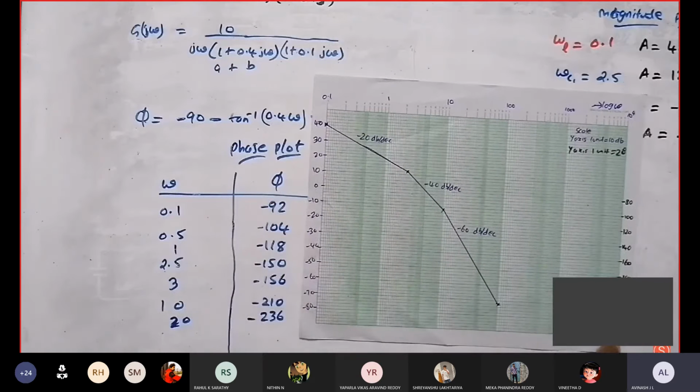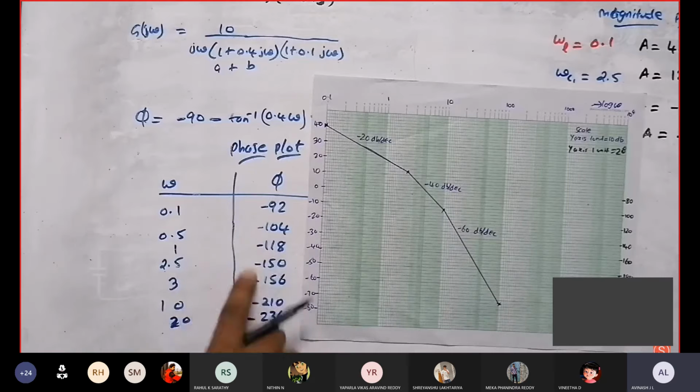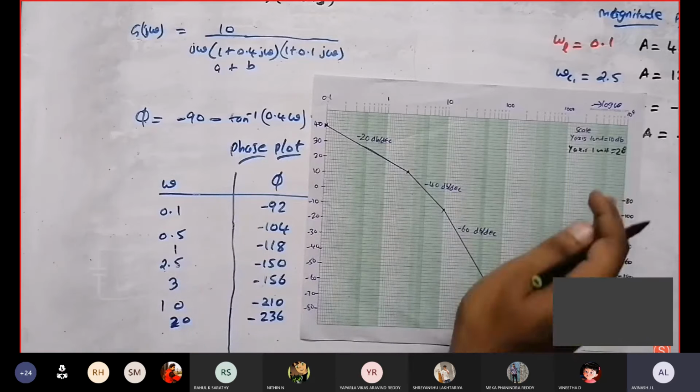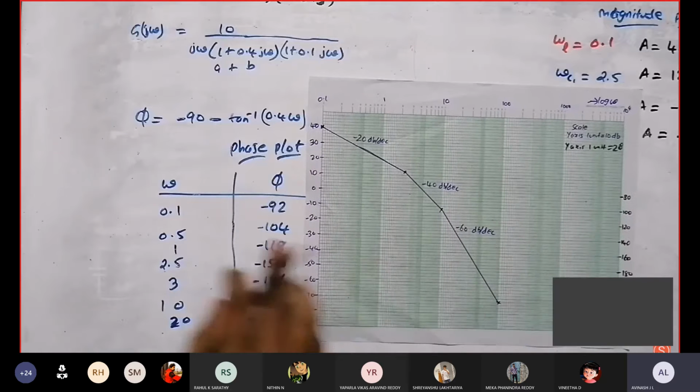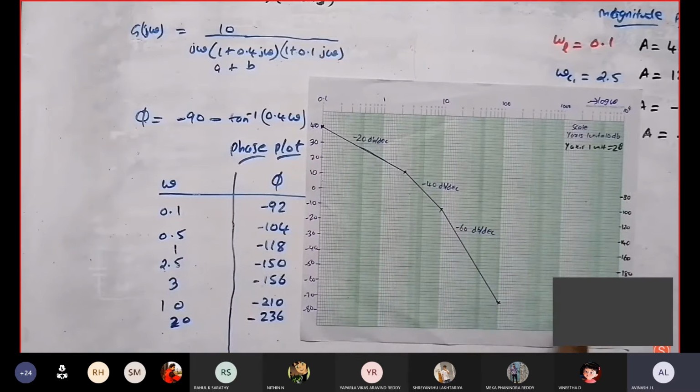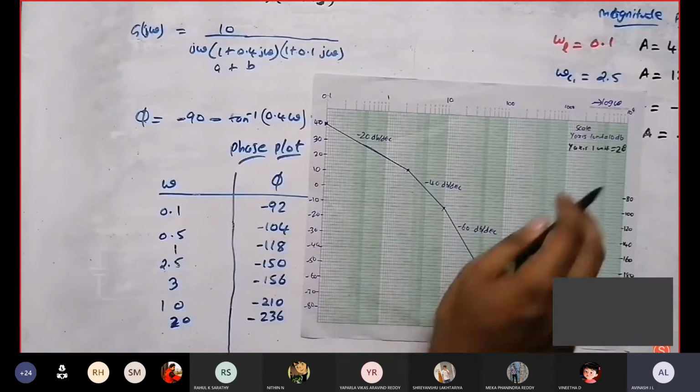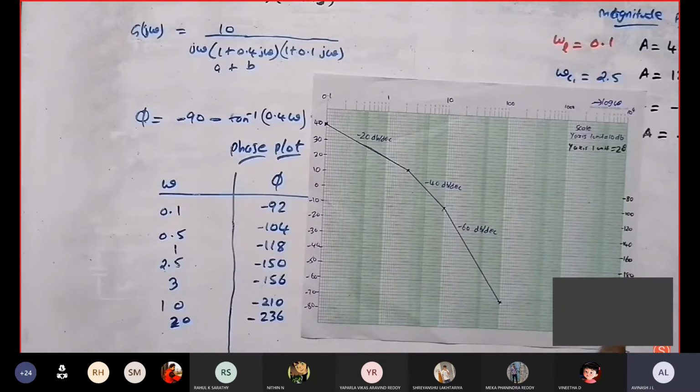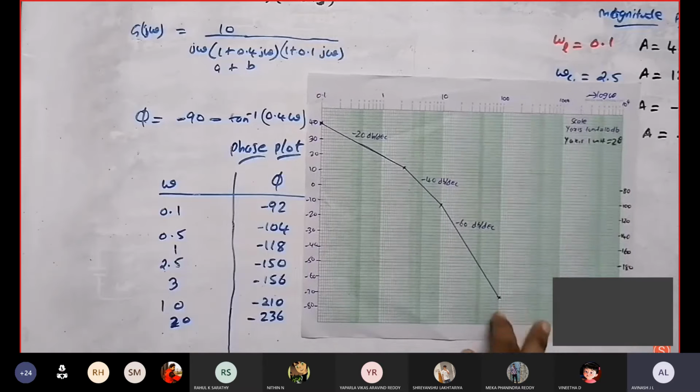Since these are negative values, I start from the highest value here. If the angles are positive, I need to start 0 here, then 10, 20, 30, 40, 60, like that I need to go. Understood? If I'm getting positive values, I need to start 0 here. If I'm getting negative values, I need to start 0 from the top to bottom. If I'm getting negative values, I need to come down, starting from highest to lowest. If I'm getting positive values, I need to start from lowest to highest. That is totally different. Okay.